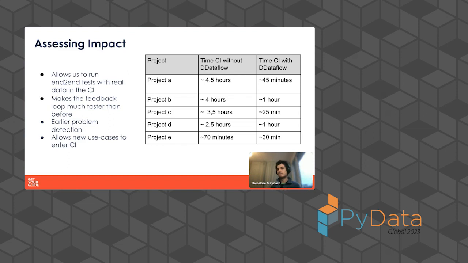Right. So now that we have this tool in place, we really enabled our teams to have end-to-end tests with real data in the CI. To give some data points, there is how much a pipeline will take in the CI before and after DDataflow. It can really speed up a lot, and it makes the feedback loop much faster than before to understand if your code is working, detects problems much earlier, and allows new use cases to enter the CI that before would not even have been considered possible.